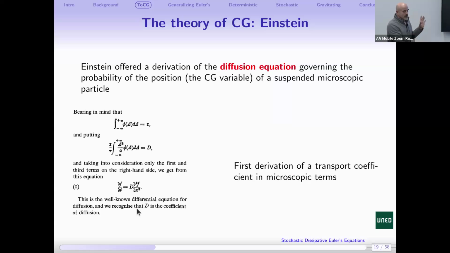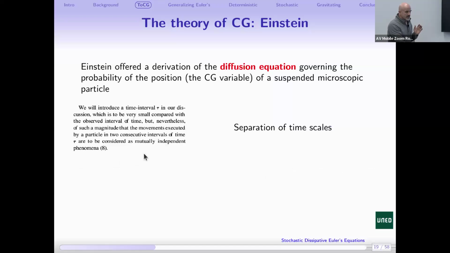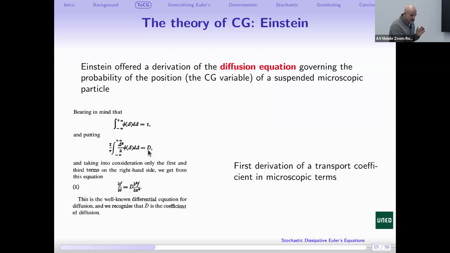So this is the well-known differential equation for diffusion, and we recognize that D is the coefficient of diffusion. And he gave an expression for the diffusion coefficient in terms of the microscopic probability of jumps of one of the Brownian particle. This was the first derivation of a transport coefficient in terms of microscopic dynamics.